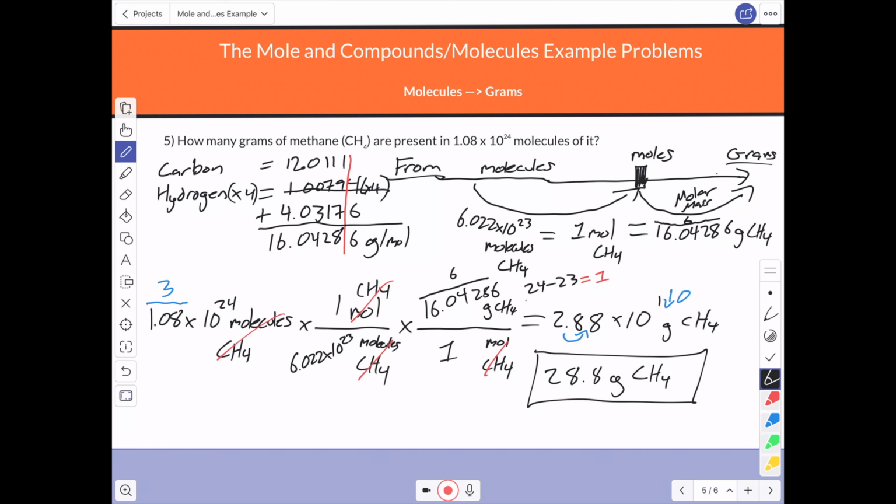So as you can see, these problems are no different, really, from the other ones that we did in our last unit, other than the fact that our molar mass, again, is just the molar mass of our compound or molecule that is added up from the compound or molecule's constituent atoms from the periodic table.